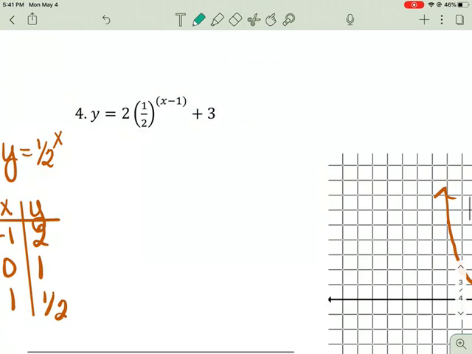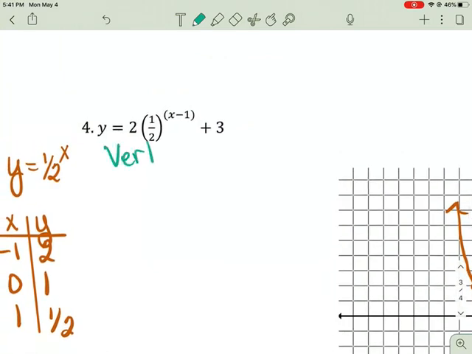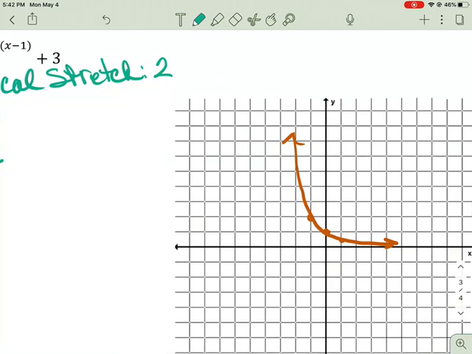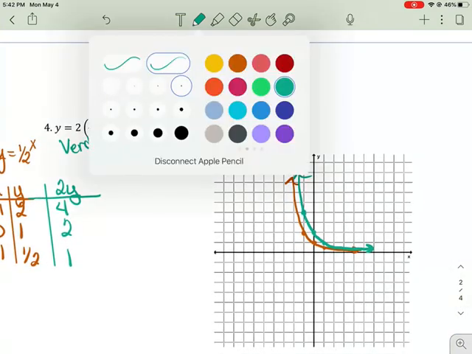So we do have a vertical stretch. Actually, yes, a vertical stretch of 2. Okay, so I am going to multiply all my y values by 2, so I get that stretch. So this becomes 4, 2, and 1. So we'd see it stretched along the y-axis, it becomes more vertical.